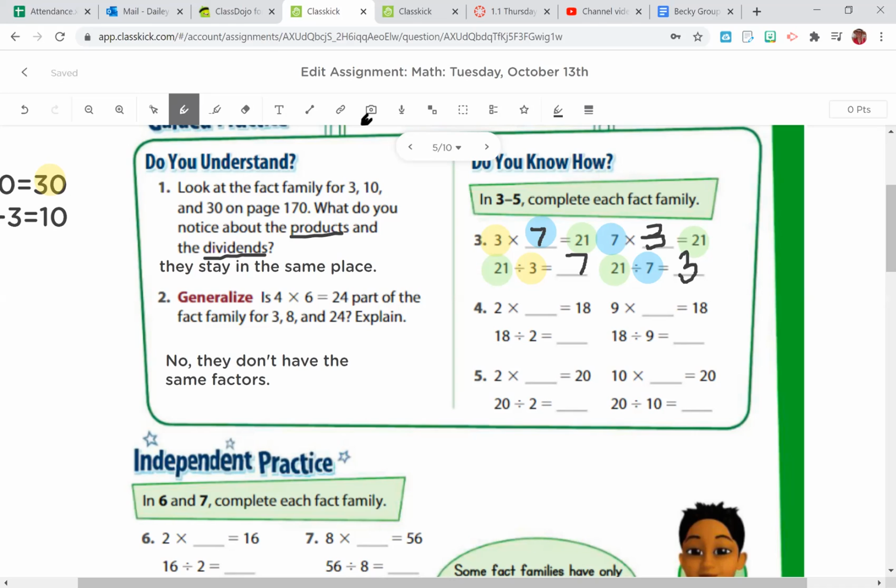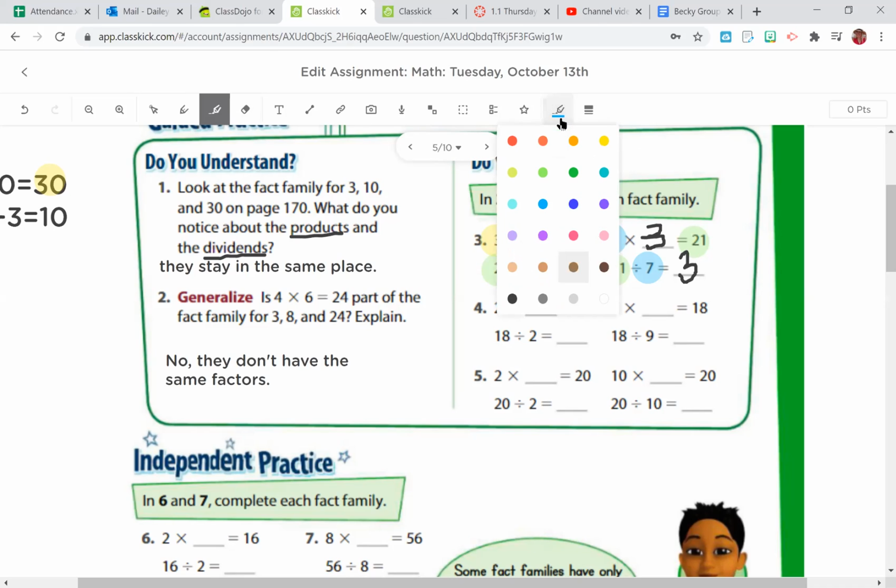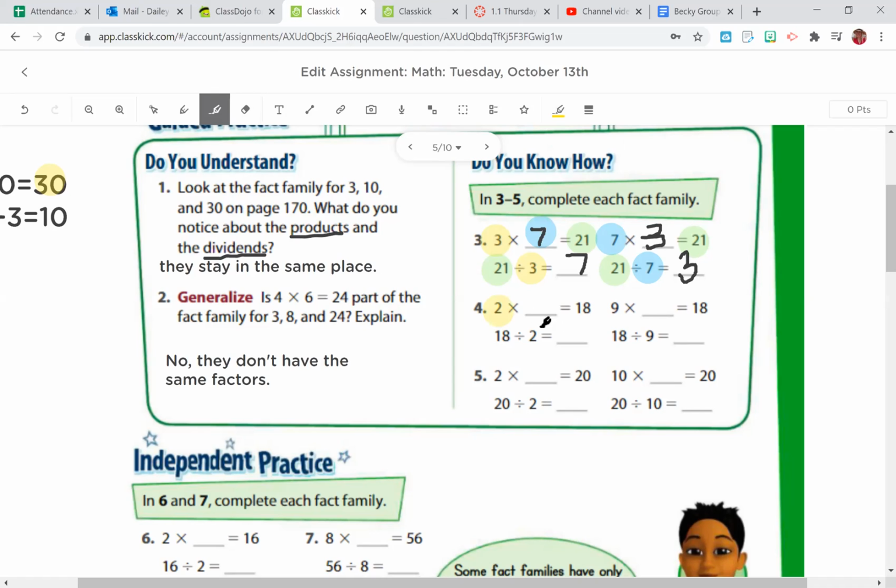Let's try the second one together. Our 3 factors. We have 2 is our first factor. Our second factor is 18 for our products and our dividends. And 9. 2, 9, and 18. So I need to make sure that every number sentence has a 2, a 9, and an 18. 18, 2, oh, I'm missing a 9. 18, missing a 2. 18, 9, missing a 2.